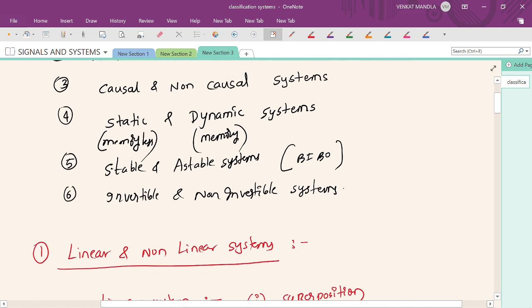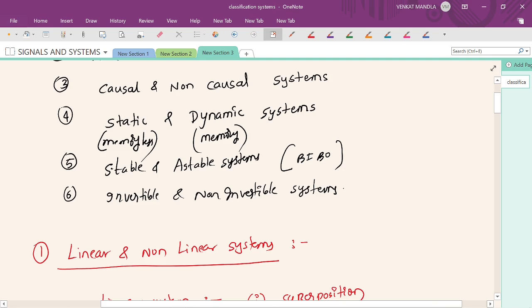In the case of stable and astable, this is bounded input, bounded output stable. If the input is finite and I also get a finite output, then the system is said to be bounded input, bounded output stable. That is, we give a bounded input, and if I get a bounded output, then the system is stable. Otherwise, the system is unstable.